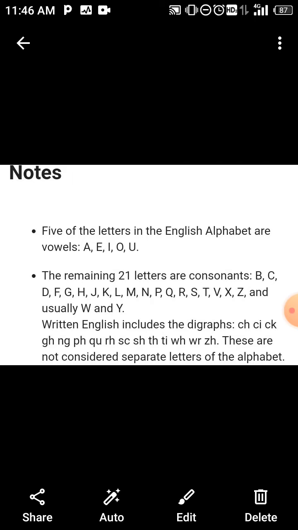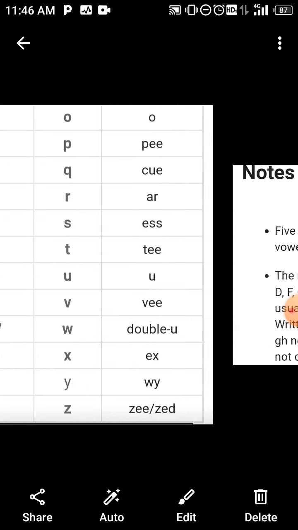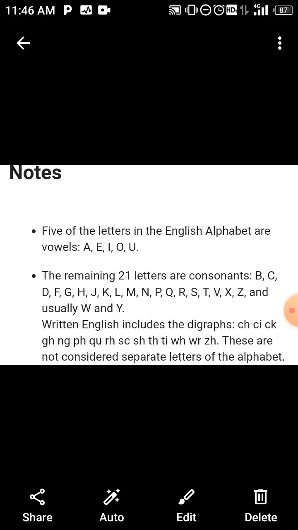Written English includes digraphs: CH, CI, CK, GH, NG, PH, SC, SH, TH, TI, WH, WR, ZH. These are not considered separate letters of the alphabet.